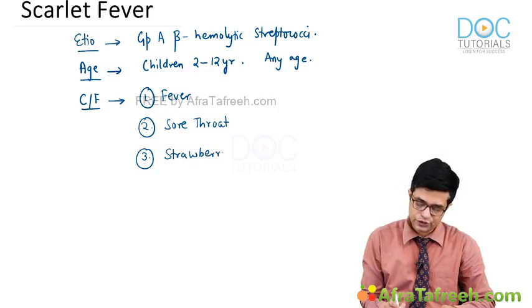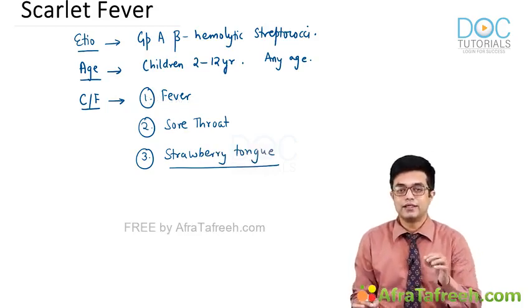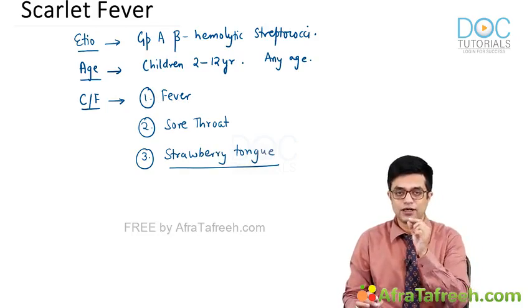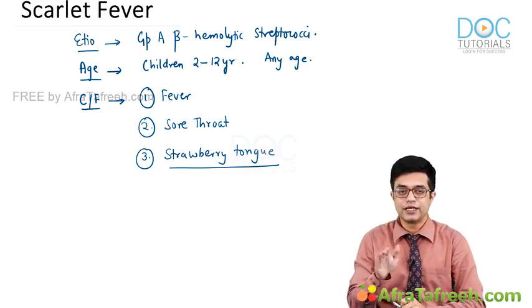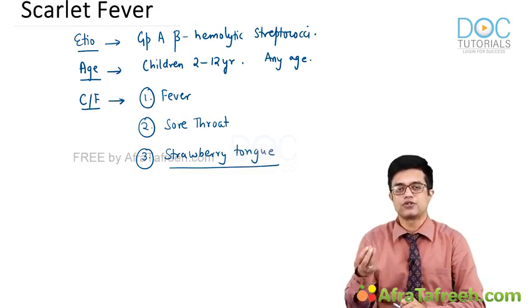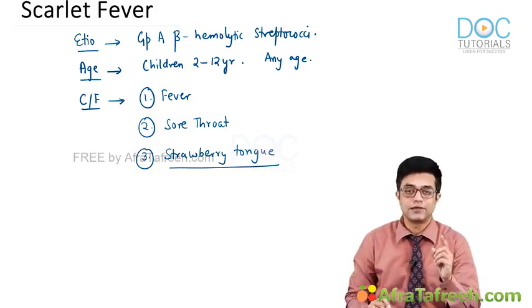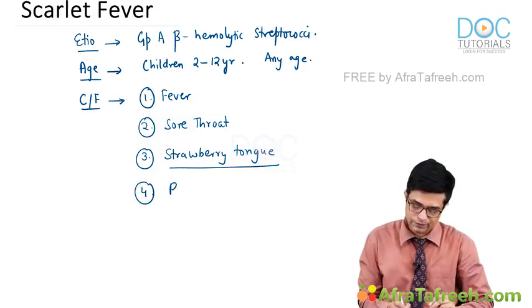What is strawberry tongue? You have read about it in Kawasaki disease also. The tongue is swollen, dark pink in color, and hypertrophied prominent papillae appear as small red dots on the surface. If there is a white exudate covering it, then you call it a white strawberry tongue. If there is no exudate or if you remove it, you have a red strawberry tongue. So, strawberry tongue where hypertrophied papillae give a strawberry appearance, that will be present. And fourthly, there will be rash in the patient.